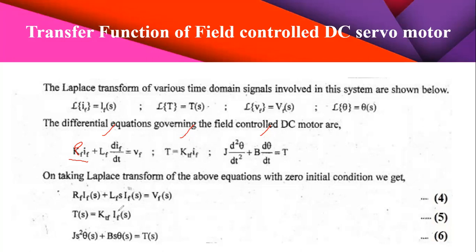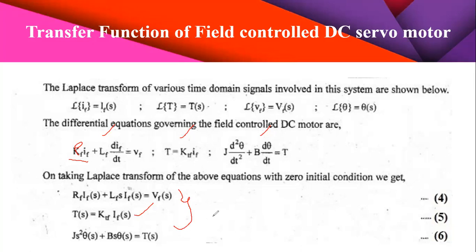Now this is the torque equation when we apply the Laplace transform. T of S equals KTF IF of S. Next, applying the Laplace transform to the third equation, you will get J into S square theta of S plus B into S into theta of S equals T of S. Now by simplifying these three equations, we can get the final transfer function.